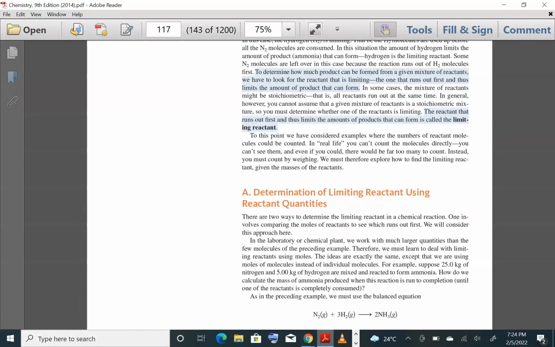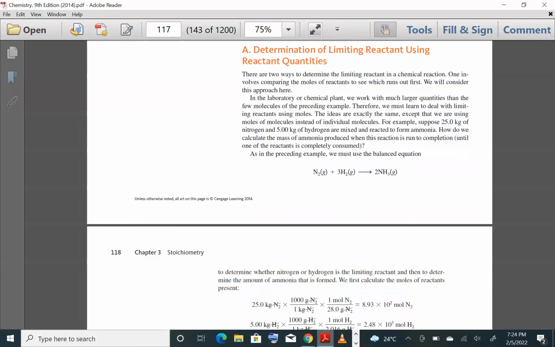So now let's figure out how you can determine the limiting reactant. There are 2 ways to determine it. One way is, usually for these questions of limiting reactant, they give you the masses of the reactants. So what you're supposed to do is find the moles from the masses that you've been given for those 2 reactants. And then for one reactant, let's say for this one, where we've been given nitrogen, right?